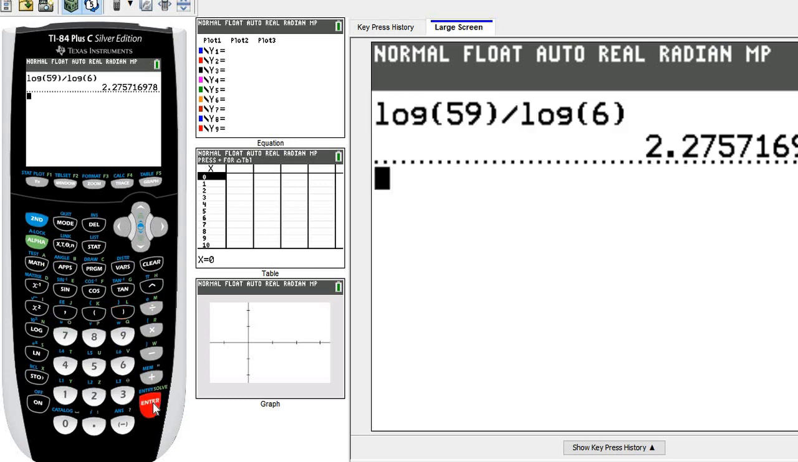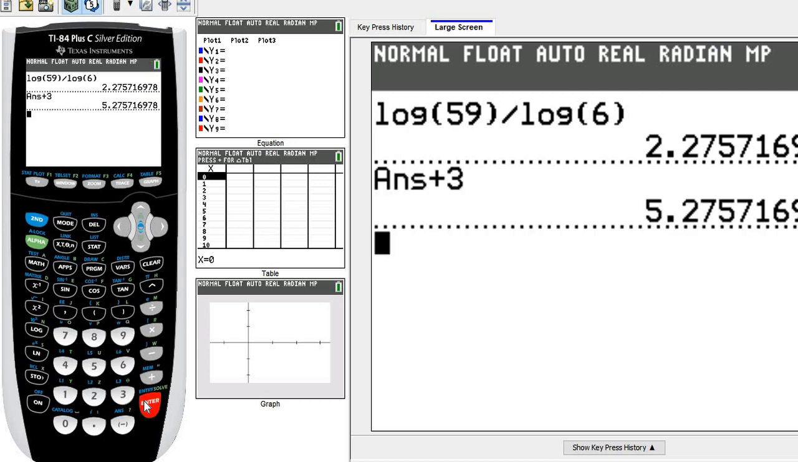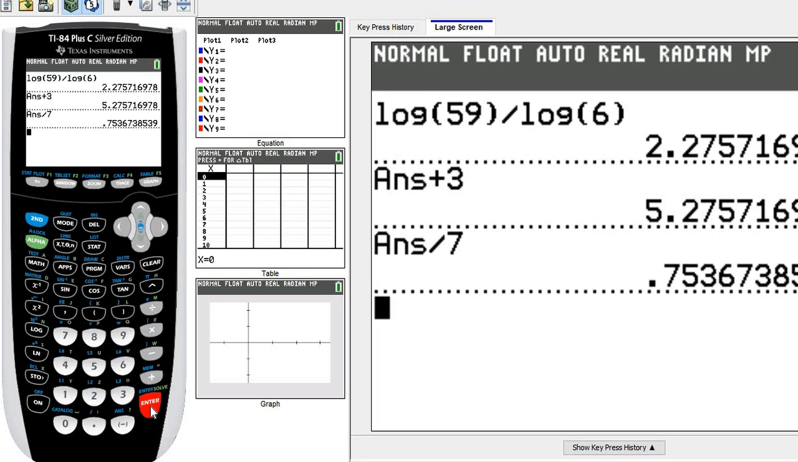So press enter, we get this number, then we were supposed to add 3. So all I did was hit the plus button, and that ANS right there, that means answer. That's referring to the previous answer, 2.27. So it's using that same number and adding 3 to it. And then the last thing we were supposed to do is divide by 7, and there's our answer. 0.7537 is what it would round to.